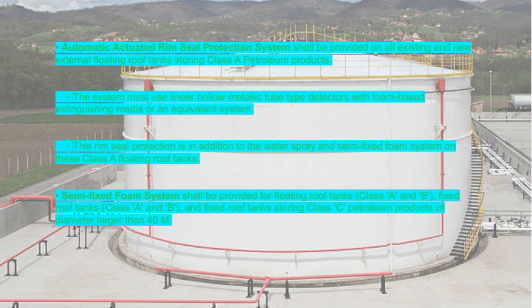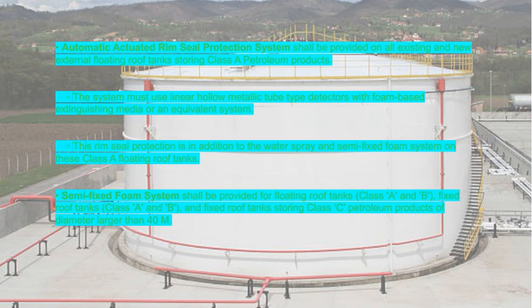This rim seal protection works in conjunction with the existing water spray and semi-fixed foam systems, ensuring a comprehensive safety approach for our Class A floating roof tanks. It's important to note that these measures are designed to enhance fire safety, especially in high-risk areas.